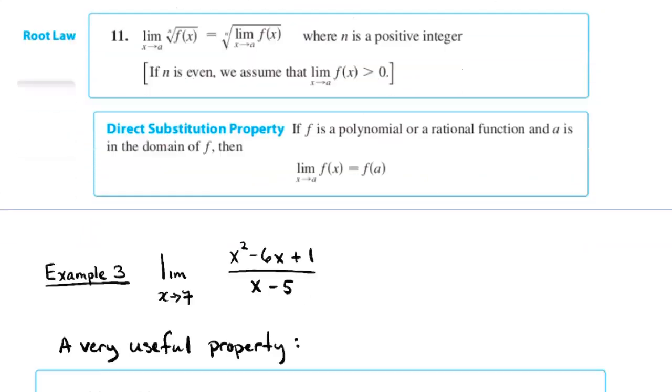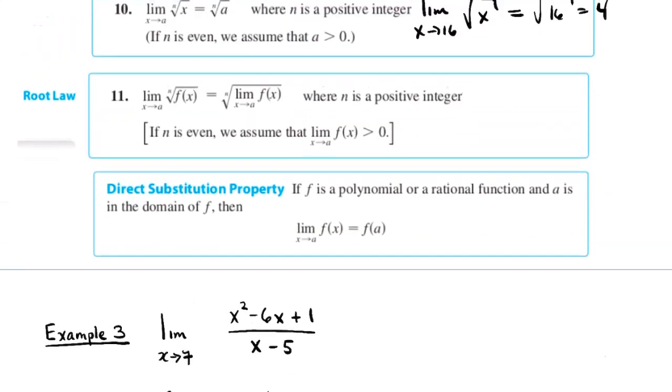Let me illustrate with one of those. I've got a rational function down here, x squared minus 6x plus 1 over x minus 5, and I'm taking the limit as x goes to 7. So basically, the first thing I check is, does plugging in 7 make the denominator equal to 0? I'm asking the question, is 7 in the domain?